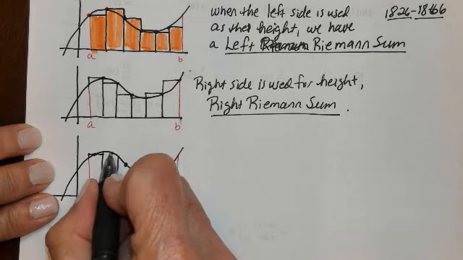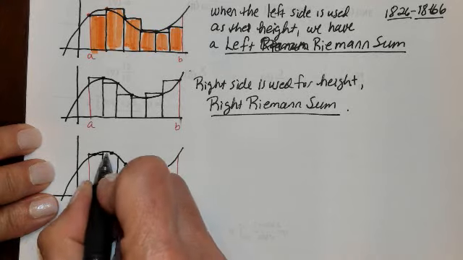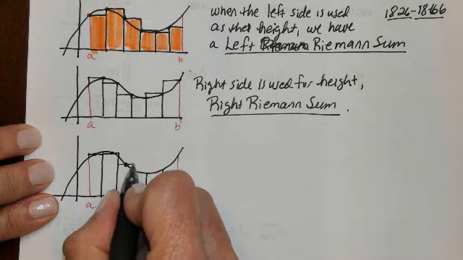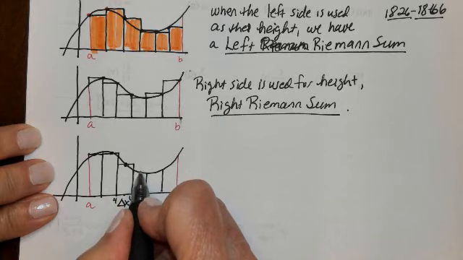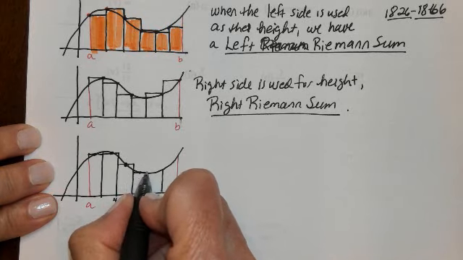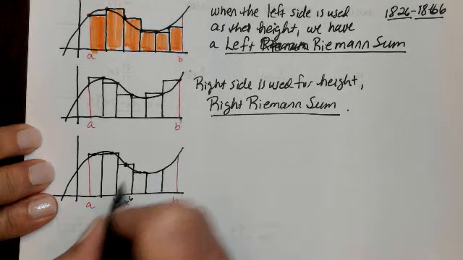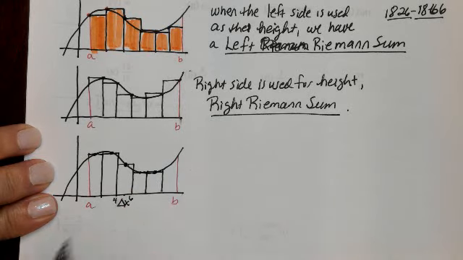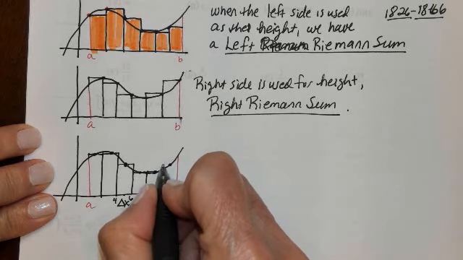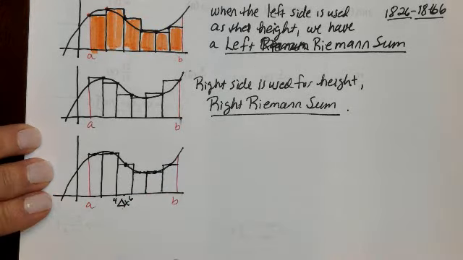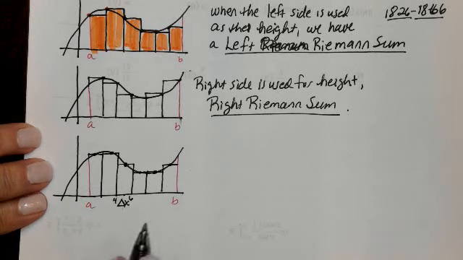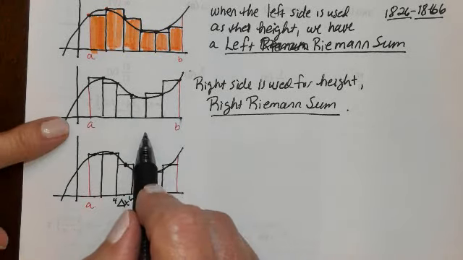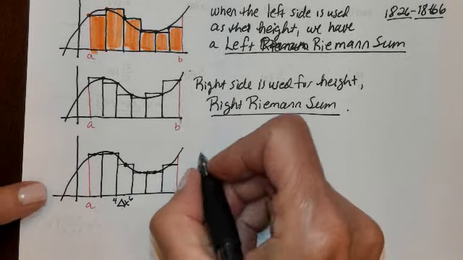and this would be the height of our next rectangle. This is the height of this rectangle. Here, this is the height. Here, this is the height. And here, this is the height. So as you can imagine, this looks like it might be a better approximation than the left or the right-hand Riemann sum.